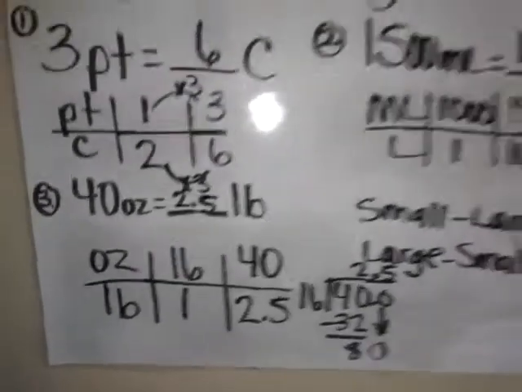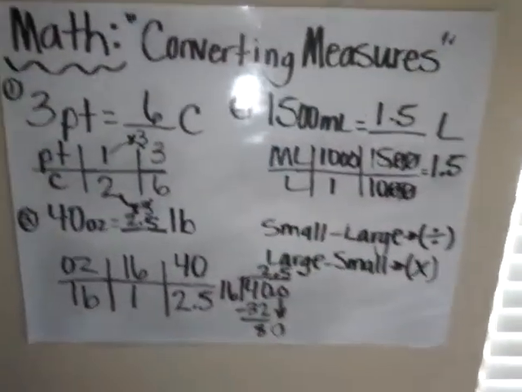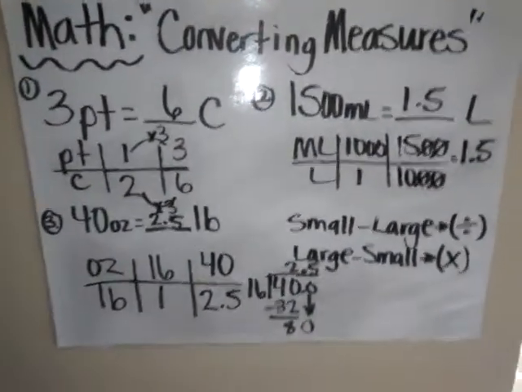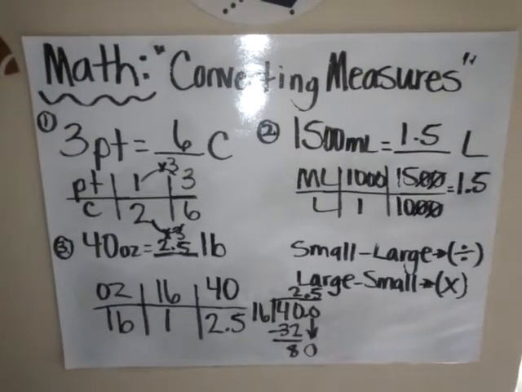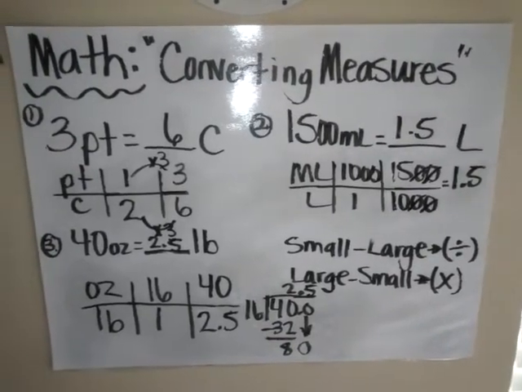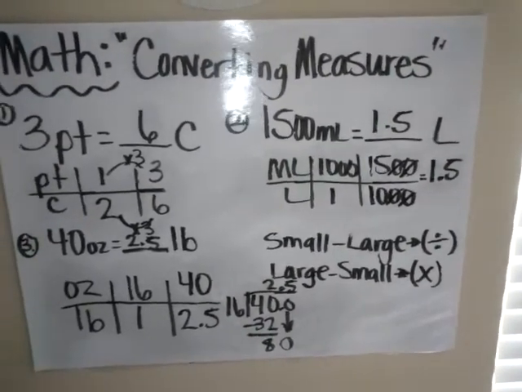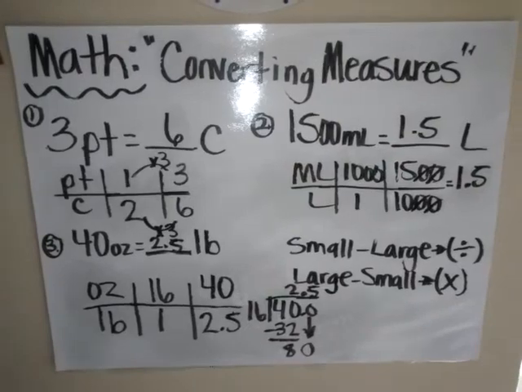So again, the reason behind this method is because, on your FSA assessment, some measurements that I expose you to will not be written within your FSA reference sheet. Therefore, we're going to use the method of small to large, divide, large to small, multiply.